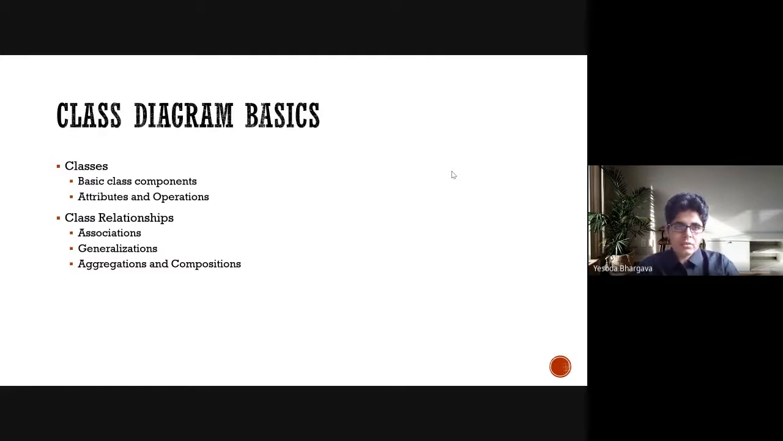Obviously, there are classes and class relationships. In classes, you need to identify the basic class components and their attributes and operations. In use cases, there were different types of relationships like extend, include, and generalization. Similarly, there are relationships across classes, which are associations, generalizations, aggregations, and compositions.